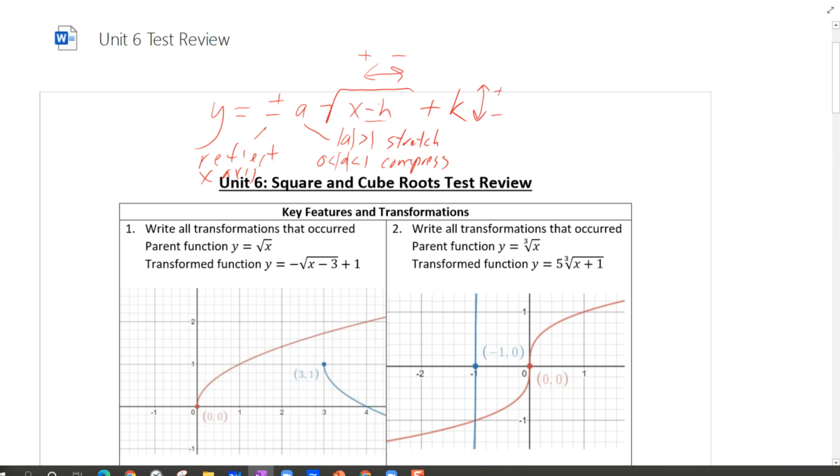For h, the minus h, the whole thing is negative, it moves left, right, up, down.